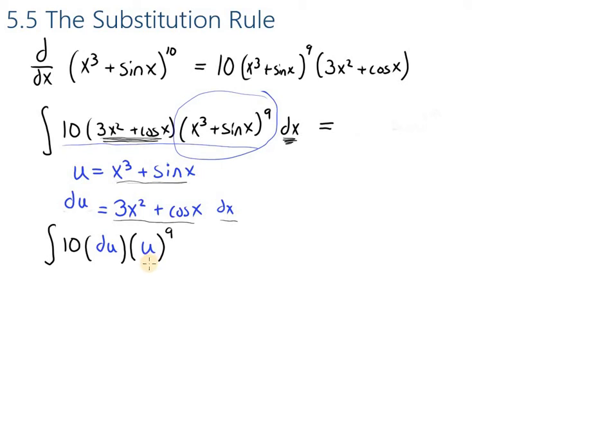So the integral now looks a lot simpler. Granted, it's not quite in the order we normally like integrals to be in, so let me just shuffle the order a little bit and say I've got the integral of 10 u to the 9th, and put the du on the end where we'd like to see it. Okay, this integral is one that's pretty easy for us to do.